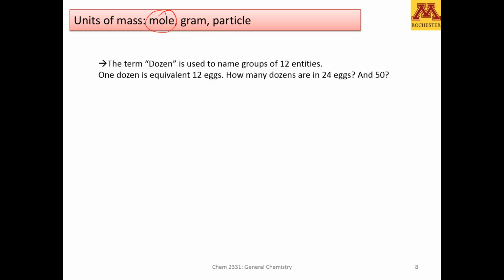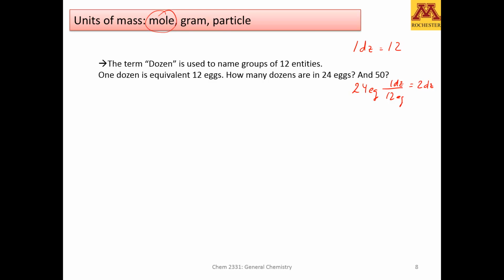Hopefully everyone is familiar with the term dozen. When we talk about dozen, we say that 1 dozen is equivalent to 12 entities. So 1 dozen of eggs means that it's 12 eggs. So how many dozens are in 24 eggs? Knowing that 12 eggs is 1 dozen, you have 24 over 12, you have 2 dozens. The same for 50 would be 50 over 12, so you could calculate the number of dozens. The same application, the same strategy we will use when we talk about moles.